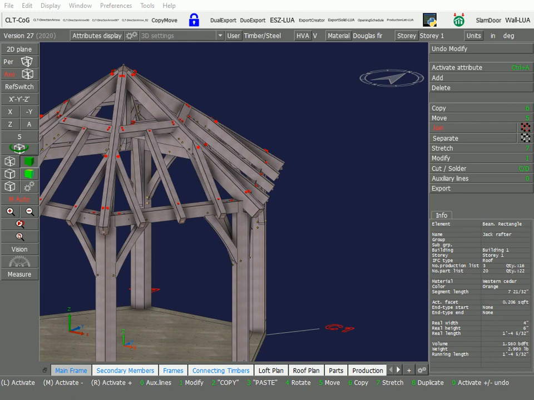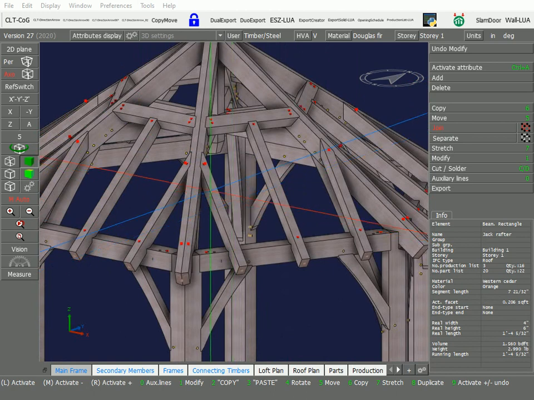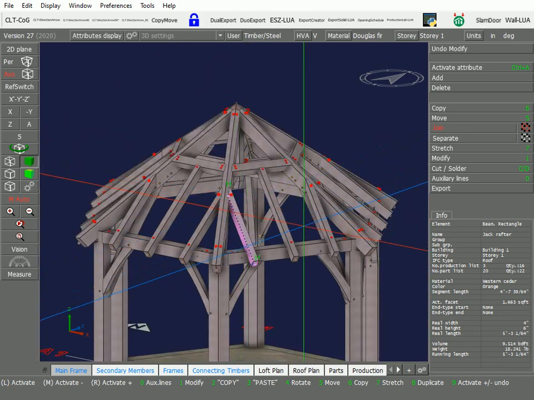Today we're going to look at how to set your circular saw machine angle to cut a compound angle on your timber. Let's look at an example. This jackrafter here going into this hip. We'll look at this one particular piece.